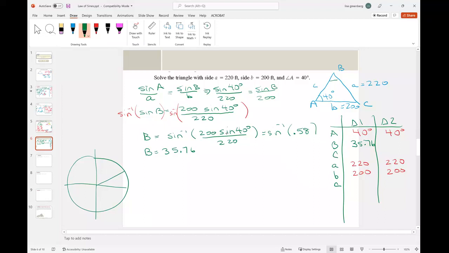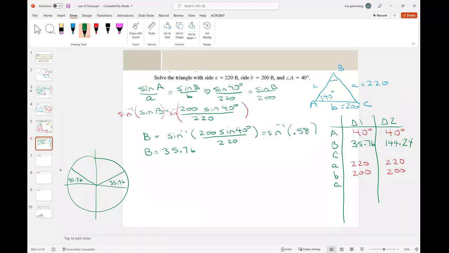But again, we have a matching angle in quadrant 2 where that is the reference angle. So I'm going to subtract that from 180 degrees and I'm going to get my other angle, right? Okay, so I have 180 minus 35.76 and I get 144.24.